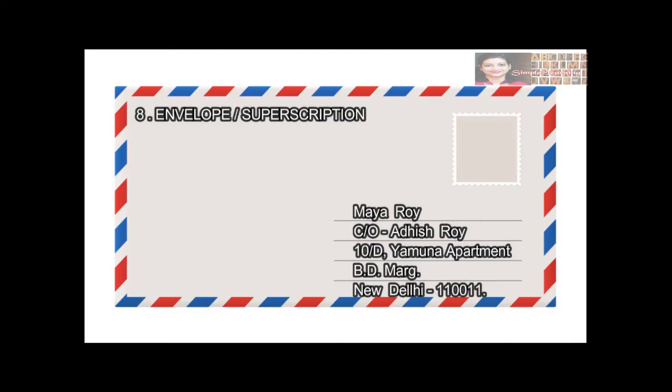The last point and the 8th point is envelope or superscription. The address of the sendee, that means to whom we are sending the letter, is written on the envelope. It contains name, flat number or house number, street, etc., or village, then post office, district, etc., and at last the PIN code number.